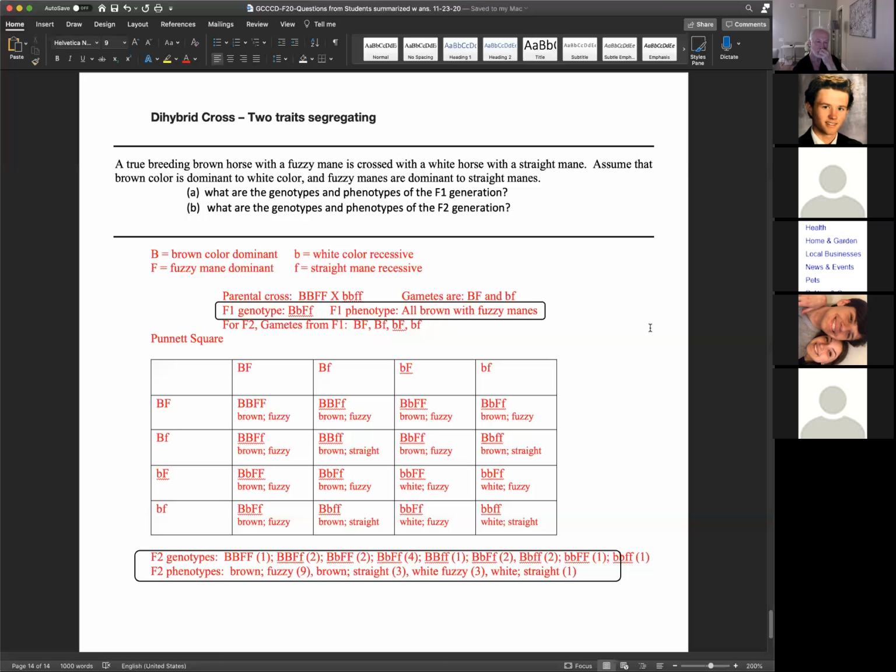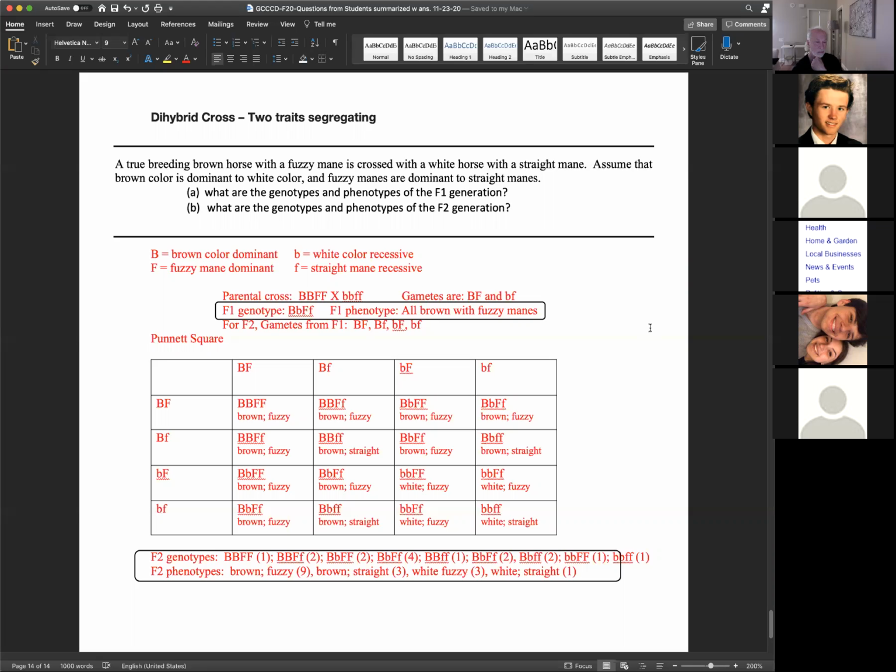The phenotype of the F1, because it has one capital B, they don't tell us anything different about the pattern of inheritance. We're going to assume complete dominance. One dominant allele is sufficient to express that trait, and that means that we'll have a brown horse. Same with the mane. We have one dominant allele that is sufficient to express the fuzzy mane. So our F1 phenotype, the descriptive term, is all brown with fuzzy manes.